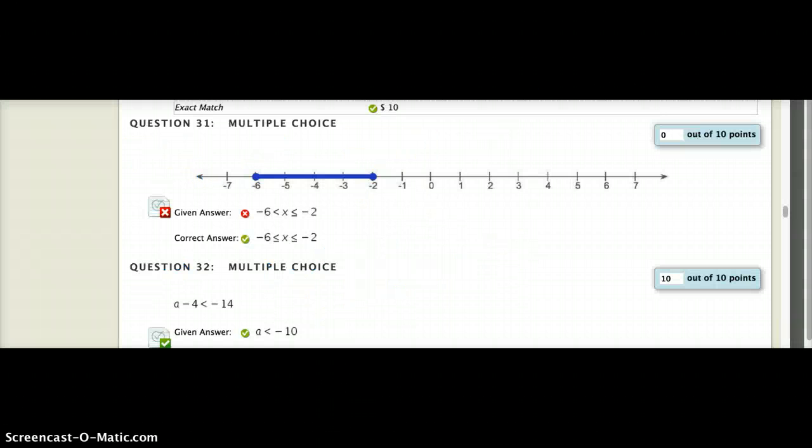For question 31 on the number line here, just make sure that since you see both circles filled in, both ends are included, which means it's also equal to that number. So here it's going to be -6 is less than or equal to x, which is less than or equal to -2.